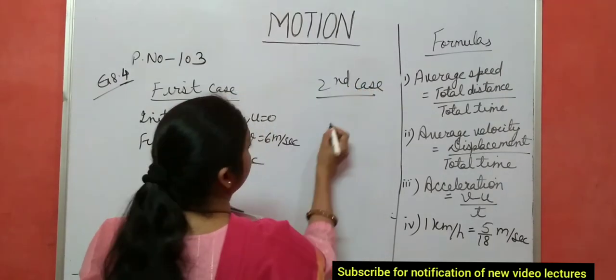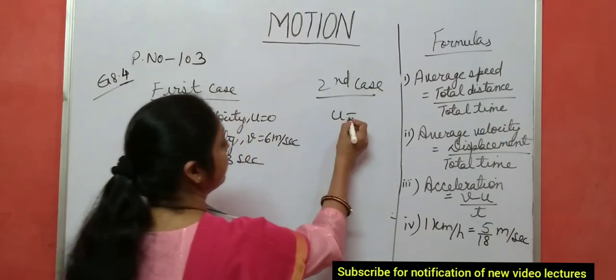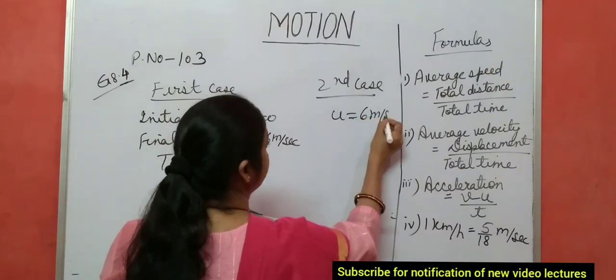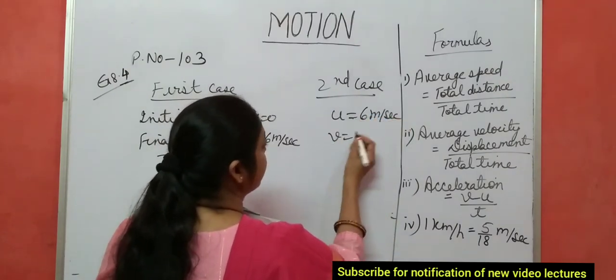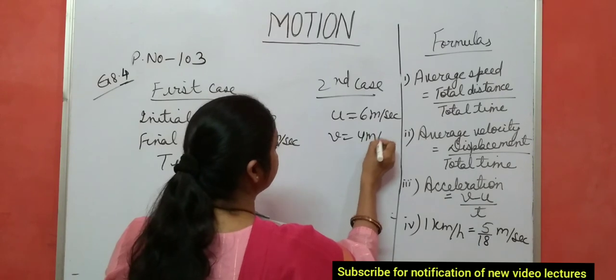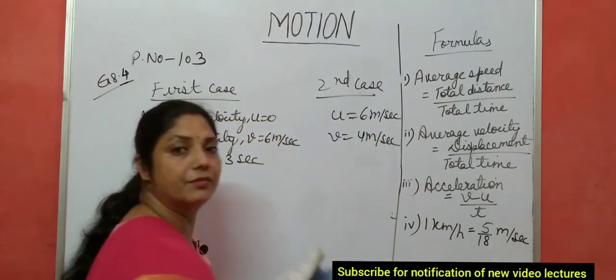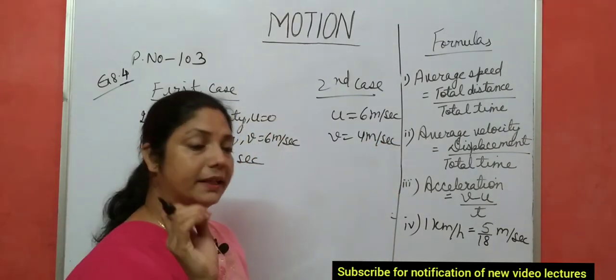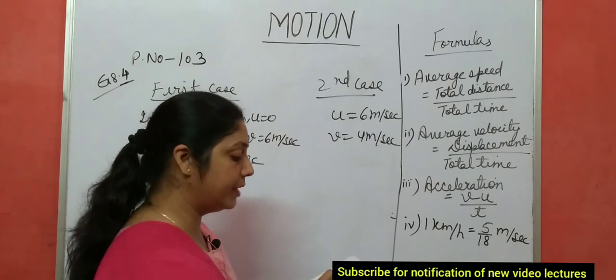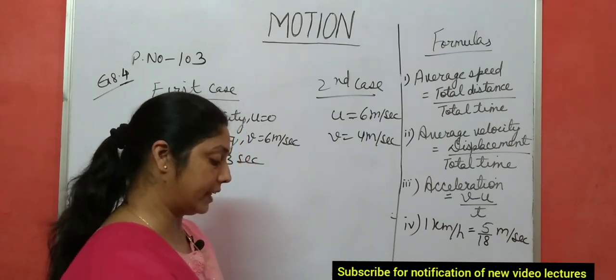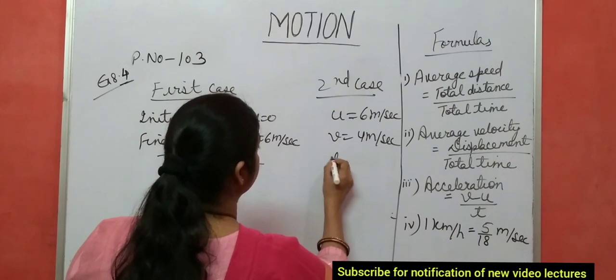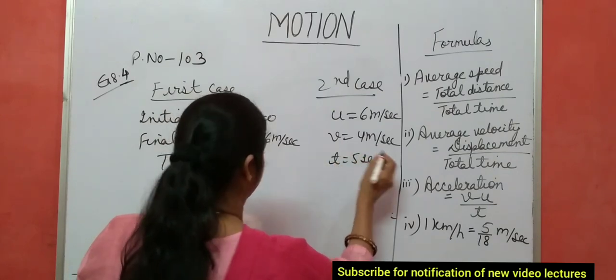In this case, the initial velocity is 6 meter per second, and the final velocity reduces to 4 meter per second. Here the velocity decreases after applying the brake. And how much time? The next 5 seconds. So time is 5 seconds.